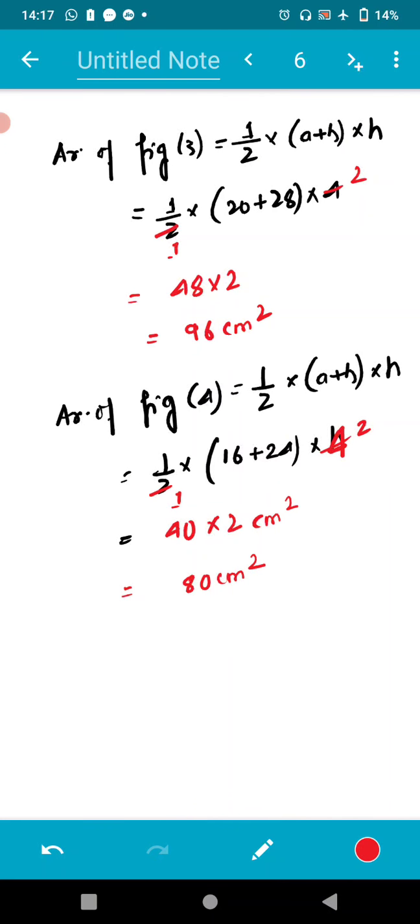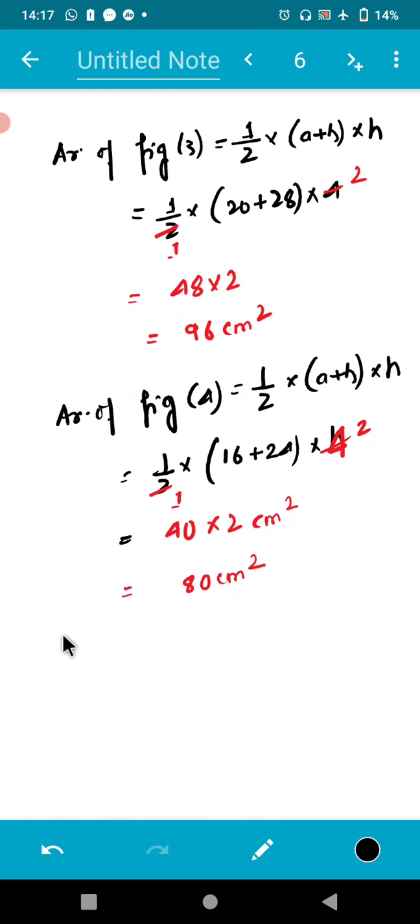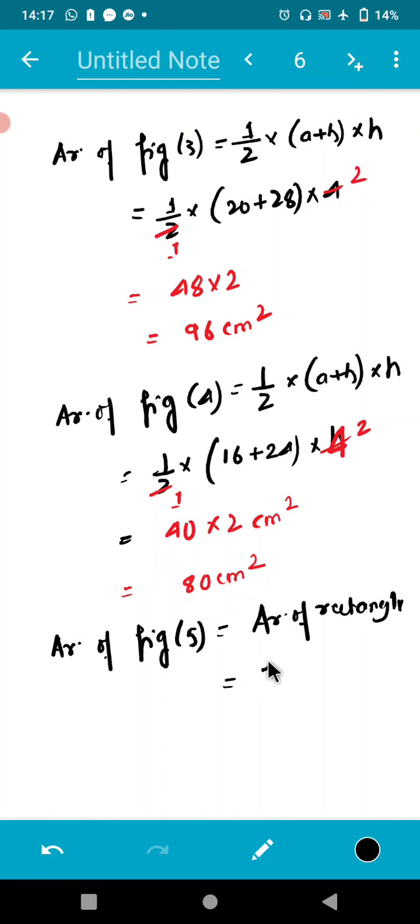Okay. Now, the final section, that is area of figure 5, which is equivalent to area of rectangle. Area of a rectangle is length into breadth, and this would be equal to 16 into 20 centimeter square. So, this is 320 centimeters square. Okay, so this is the required solution of question number 11, and that's it for today's session.